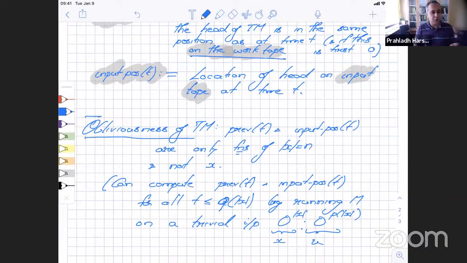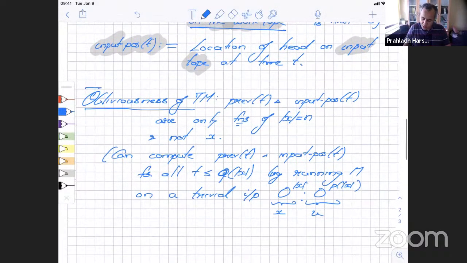And then you can also do this for prev t. Every time you write to your work tape, go to your work tape, find out what time you have gone there. Next time you come there, you know prev t, the previous time that you have come. So you just keep doing this. You can do this by just running M once, by doing one single run. So let's assume we have all of these numbers. You can do this in polytime. In fact, it takes just one run of a Turing machine on a trivial input. You can compute all of these. So let's assume we have all of these in our hand.